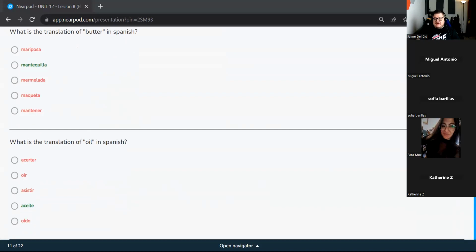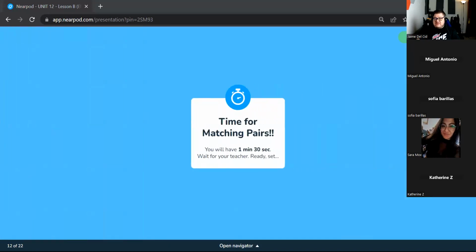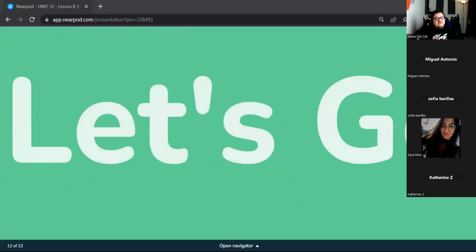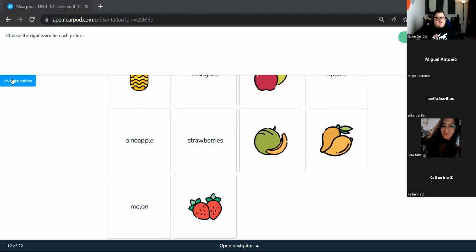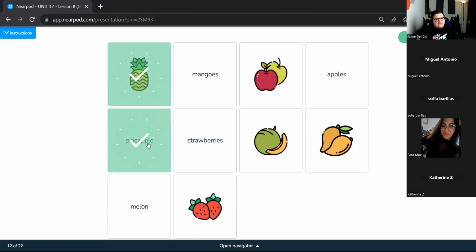Viene otro matching pairs antes de unos últimos quizzes. So matching pairs right now for the word in each picture. Okay, so you have fruits, match the name with the picture. Okay, so here I have a picture. What is the name of the fruit, right? So I match the name. Tiene que hacer match con el nombre y la fruta que corresponde.